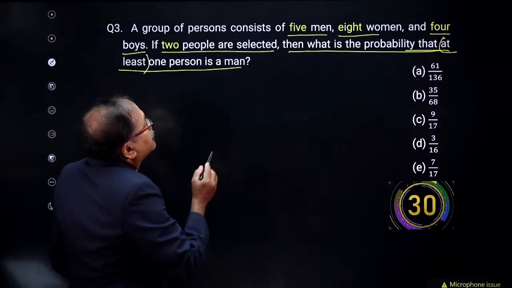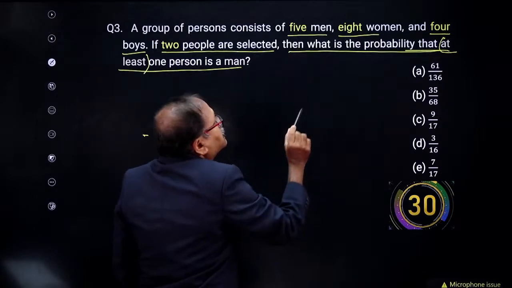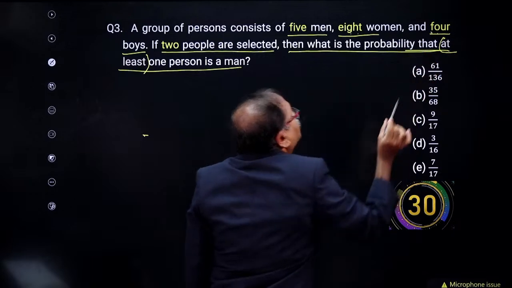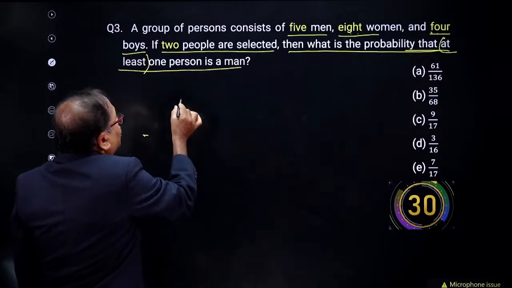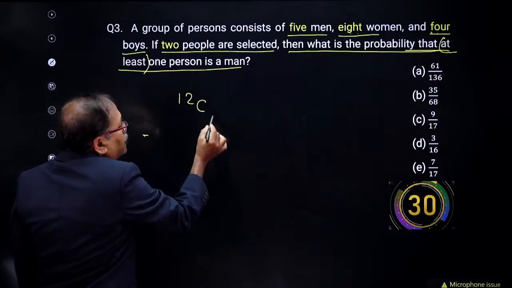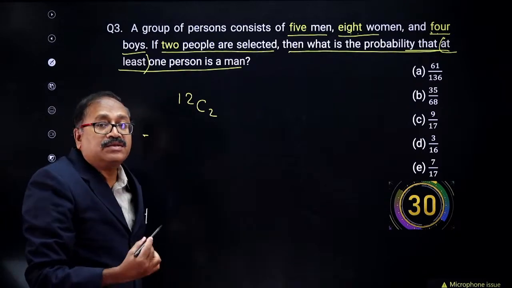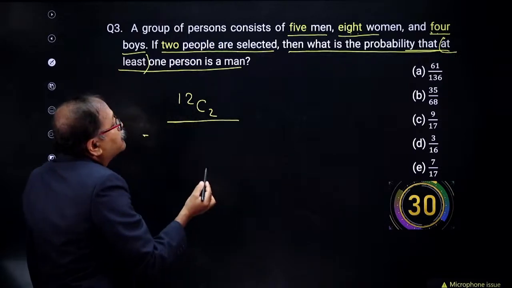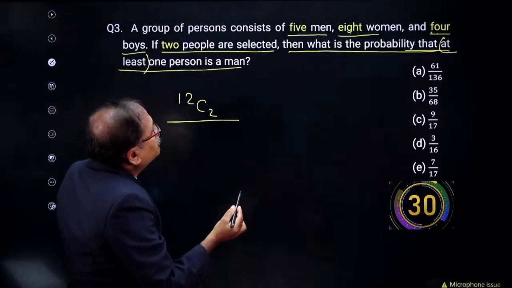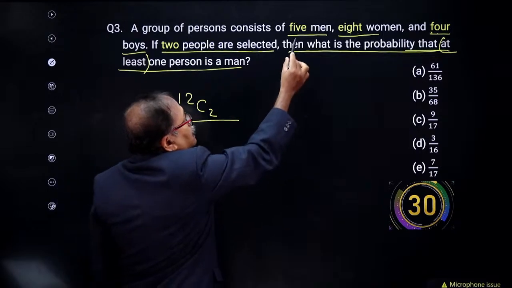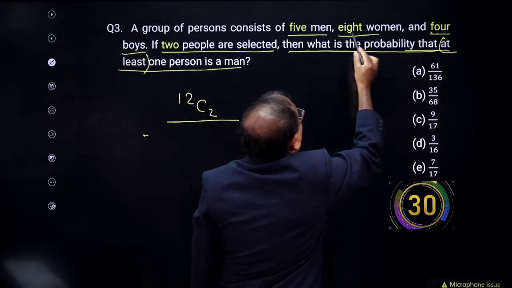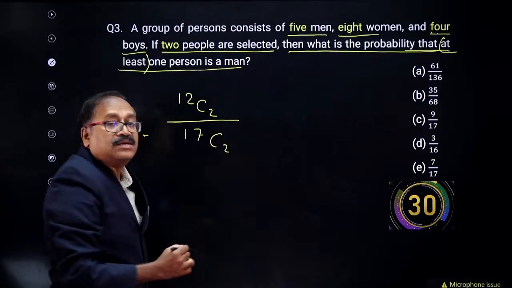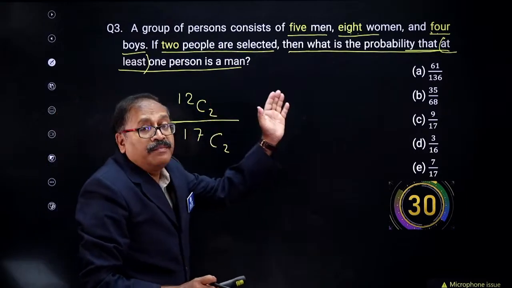So in the no men case, there are 5 men, so don't consider those. Then 8 women and 4 boys. So 8 plus 4 is 12. And from 12, if I need to get 2, what is the probability? This is the number of ways of selection, and the total number is how many people are there? 5 plus 12 is 17. So 17C2. This is getting no men.